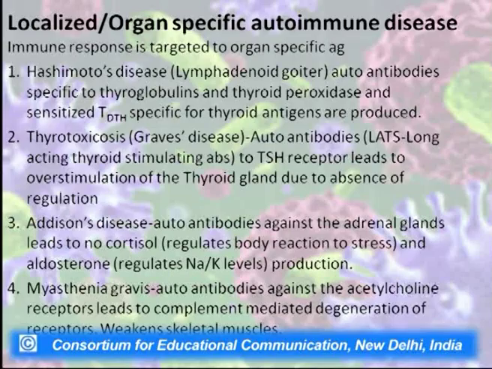Now, there is another disease which is called Myasthenia Gravis, where the autoantibodies are produced against the acetylcholine receptor. Now, we will study each of these diseases one by one. Production of autoantibodies against the acetylcholine receptor will lead to complement mediated degeneration of these receptors. This further weakens the skeletal muscles.